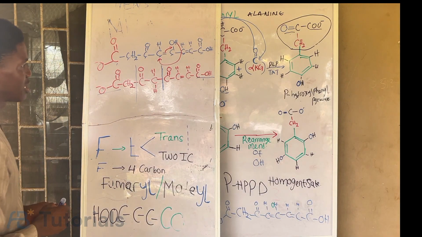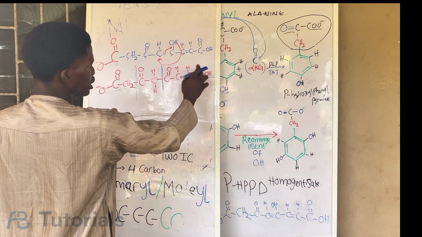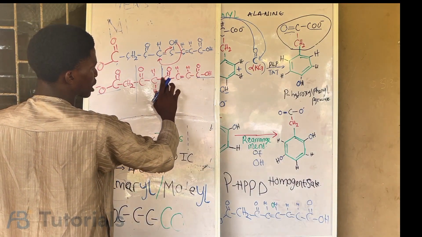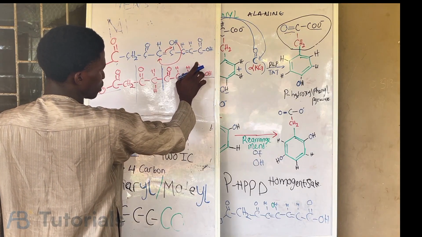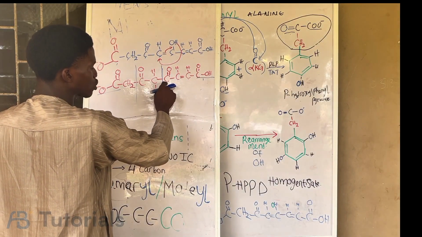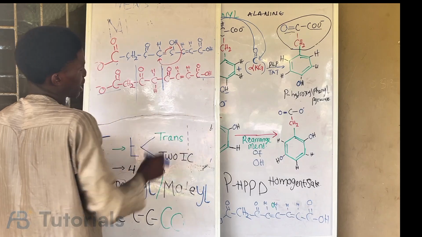Okay, let's look at this guy. COOH, carbon, carbon, carbon. This is 4 carbon, 1, 2, 3, 4. It has the carboxylic acid here, okay? But here, it does not have a carboxylic acid. It has a carbonate compound.